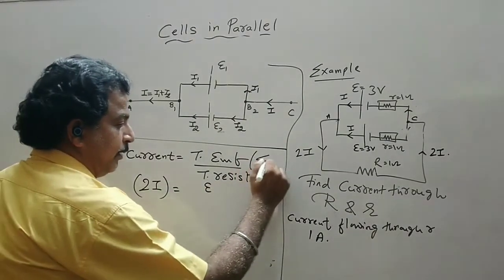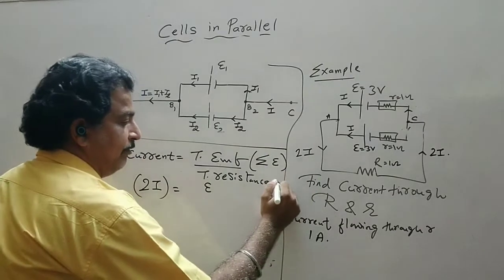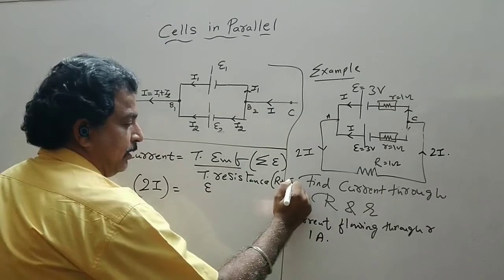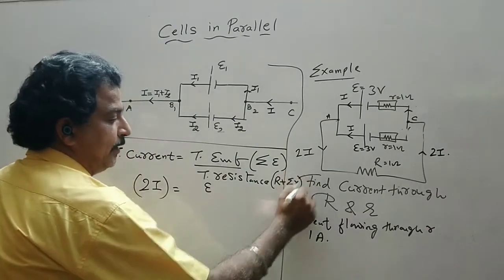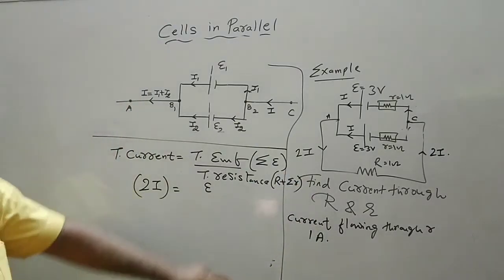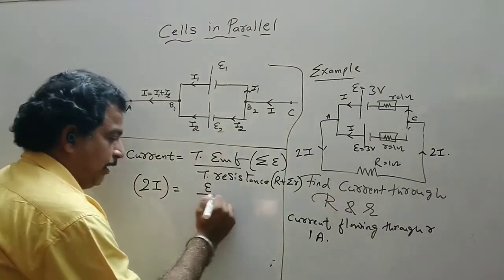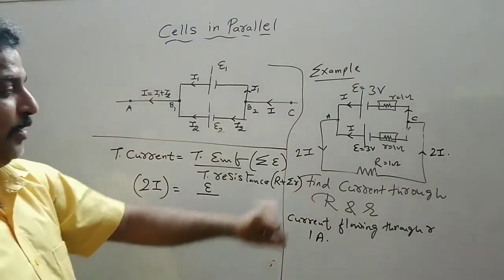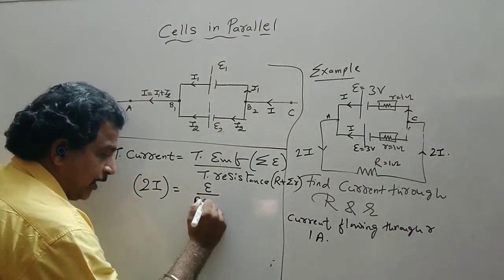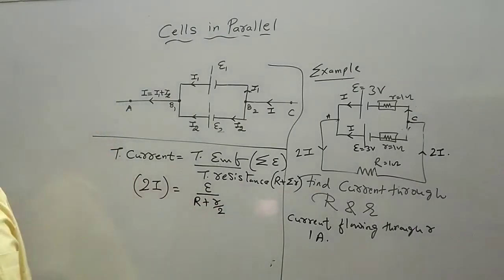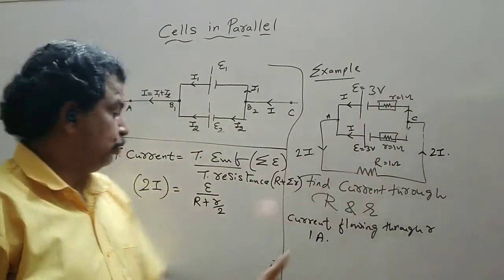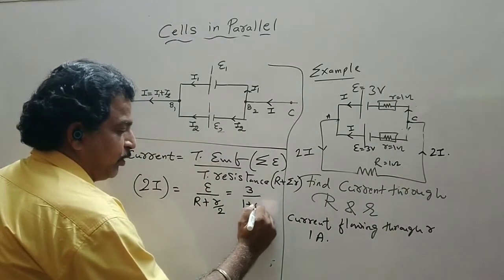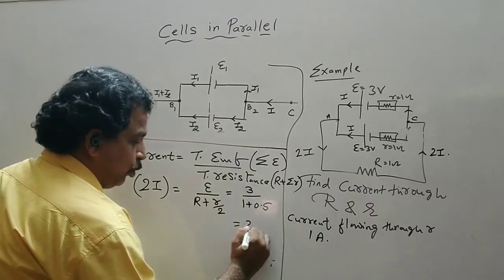This can be written as summation of E, that is total EMF, divided by total resistance, which comes out to be R plus summation of small r, that is internal resistance. So the total circuit we have to consider. The total EMF remains the same. Total resistance will be R plus R by 2. So again you came to that same equation, 3 divided by 1 plus 0.5, that is equal to 2 ampere.